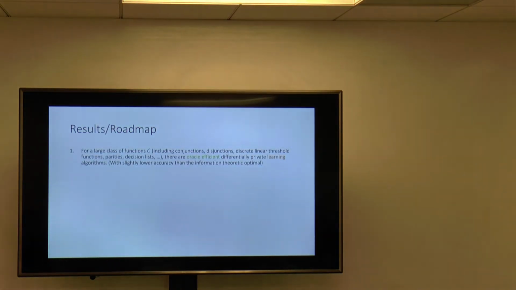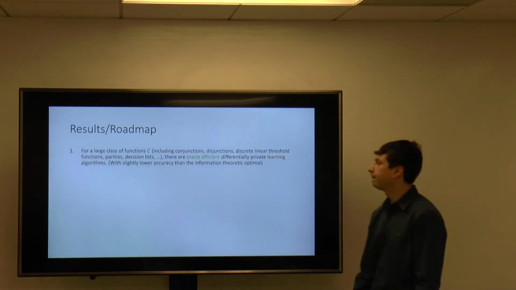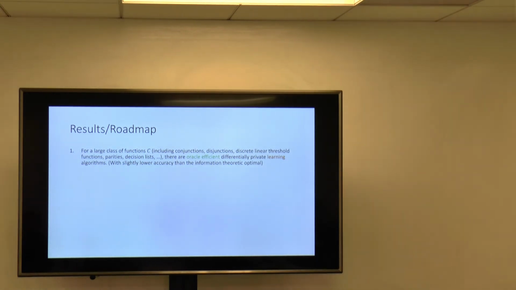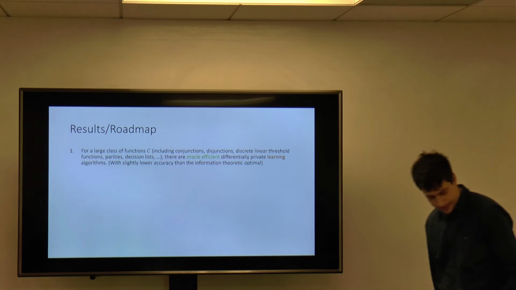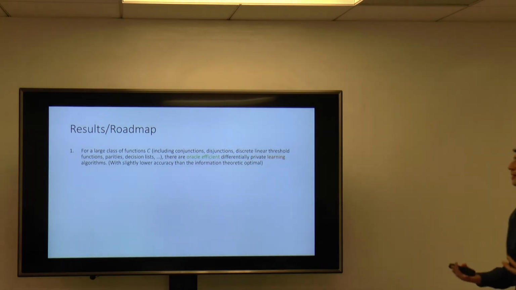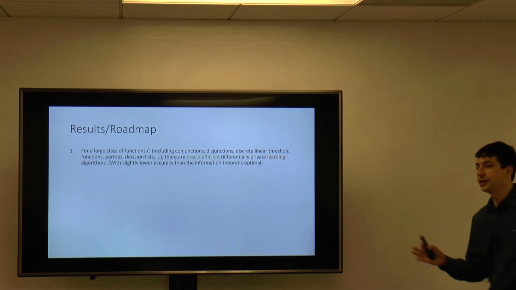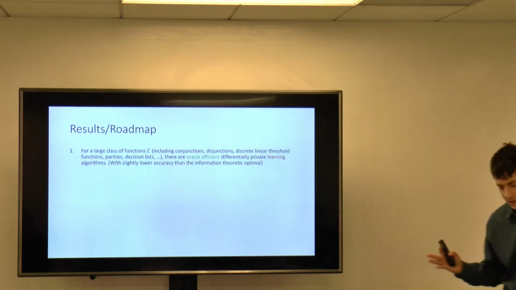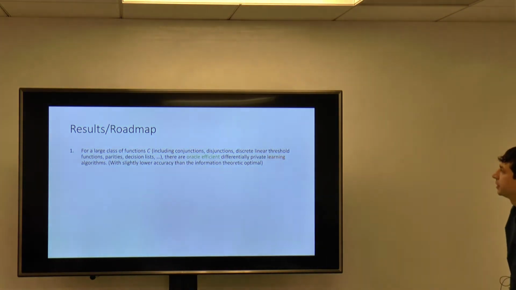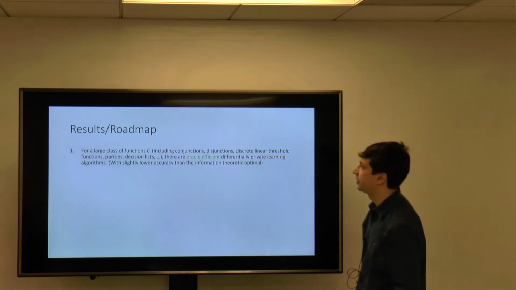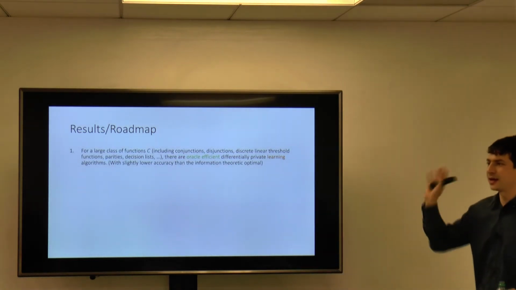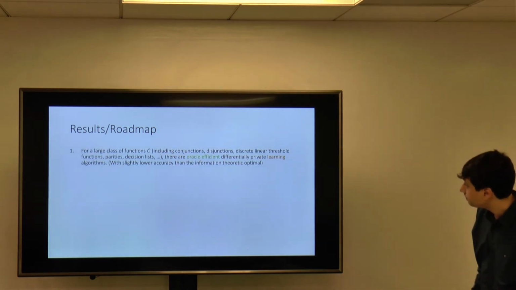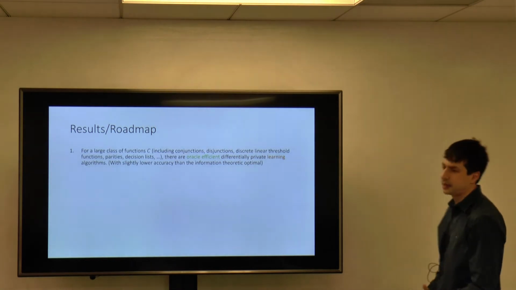Okay, so let me tell you what we can show, and then in the remaining time, I'll try to show you a little bit about how we do it. So first of all, the first result, for learning. There's some large class of functions that satisfy some property that I'll tell you about in a few slides, but it includes a lot of your favorite, maybe discrete concept classes from PAC learning theory. So conjunctions, disjunctions, discrete linear threshold functions, parities, decision lists. Think classic PAC learning theory concept classes. So there's some large class of functions for which there are oracle efficient differentially private learning algorithms.